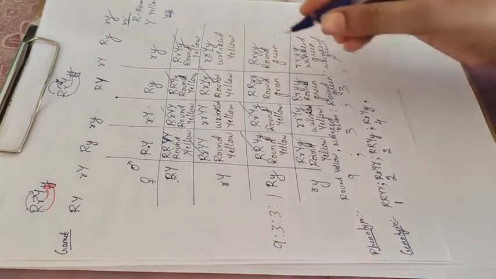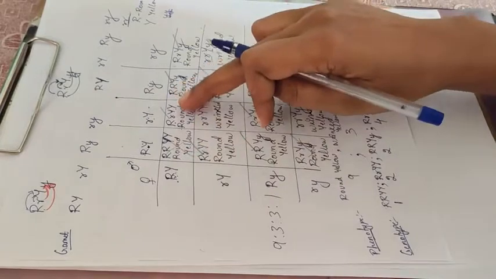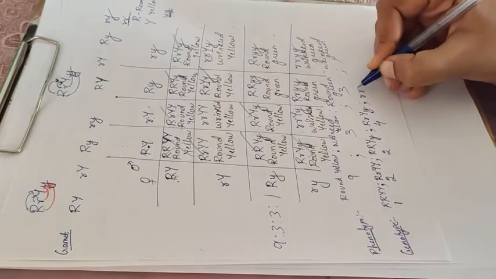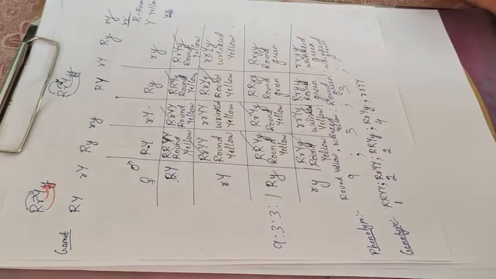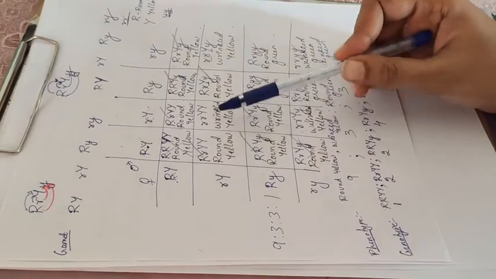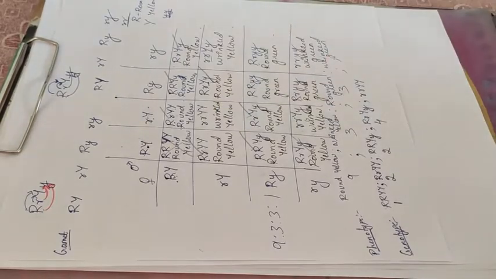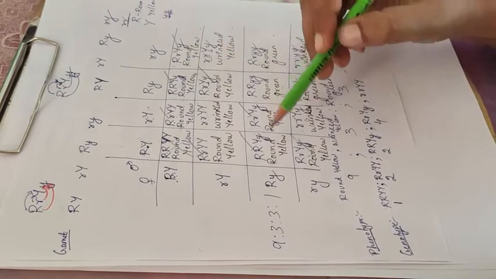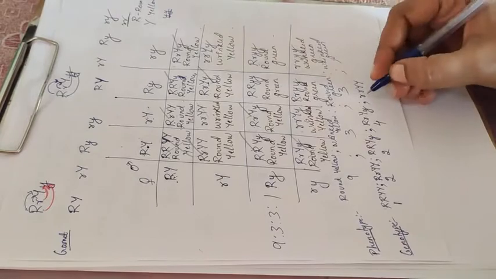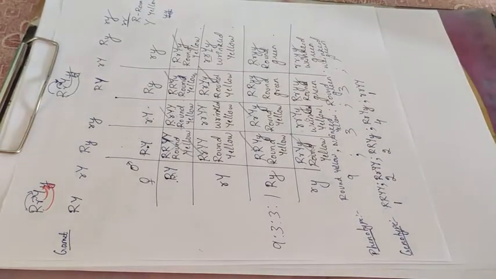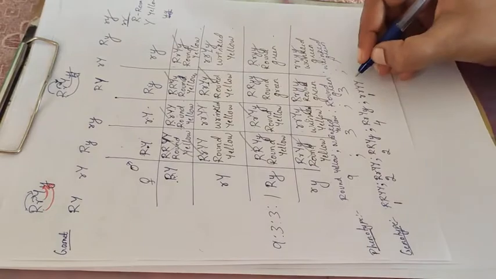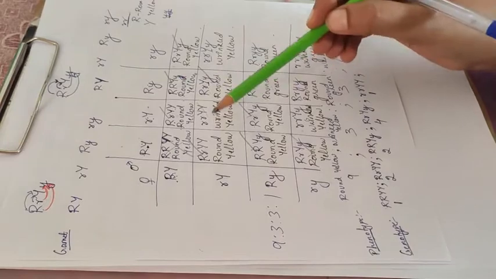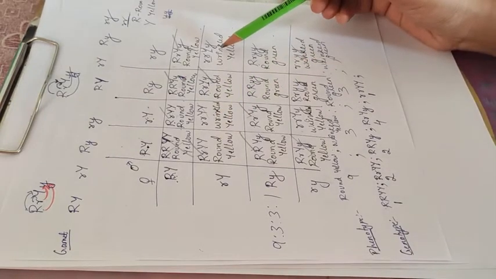Now, how many of them are? We have finished this one also. Now it has this one. It has R, R, Y, Y. Now please look here. R, R, Y, Y is only, this is 1. It is only 1. Next one is, we have now finished this. This is also finished.